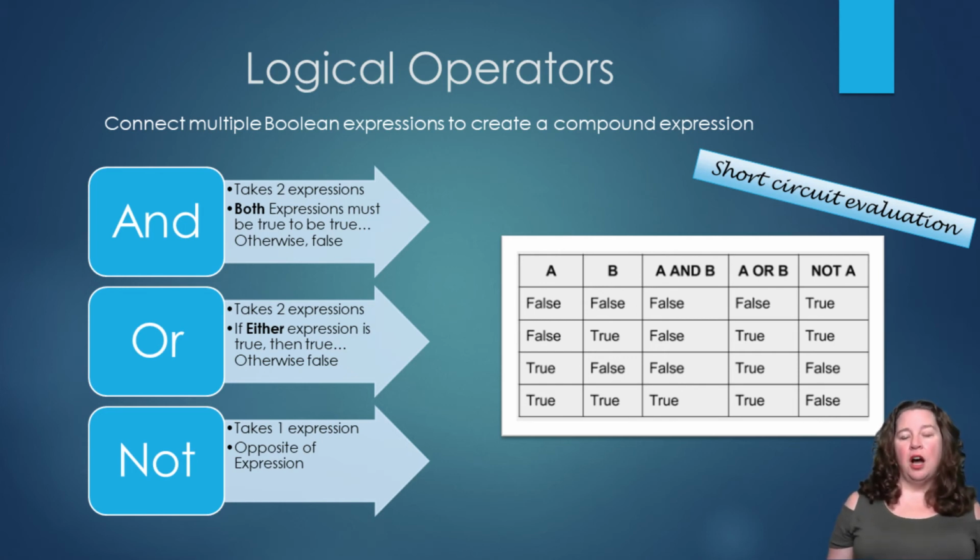And then finally, a not. A not just flips whatever you're asking. So we can do a not A, and it'll either be true or false, depending on whether A is false. If A is false, not A will be true. If A is true, not A will be false.